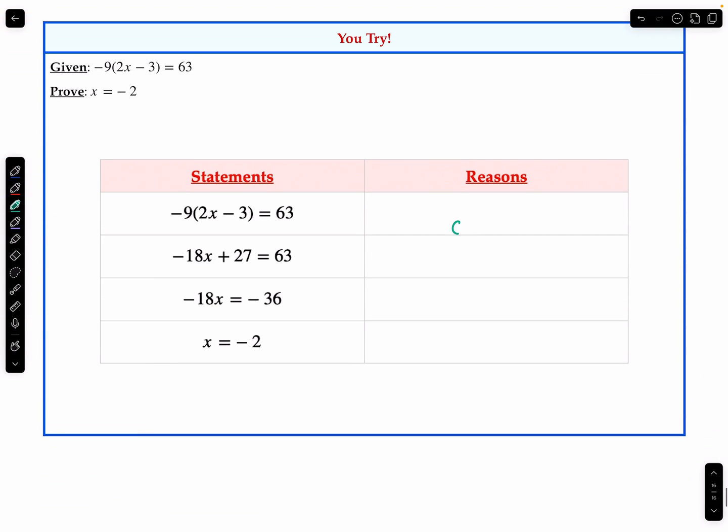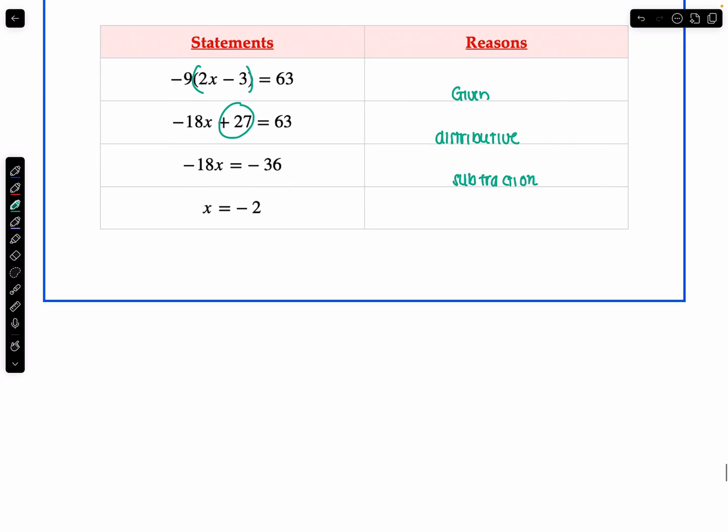Why is this one true? It's given. What disappeared? The parentheses right here, so that's a distributive property. What disappeared here? The plus 27, so that's a subtraction. And then what disappeared for this last step here? The negative 18 now has disappeared as a coefficient, so that's our division property and not prove. Yay. Okay, that's really simple. Insofar as you never put prove as your answer. Thank you.